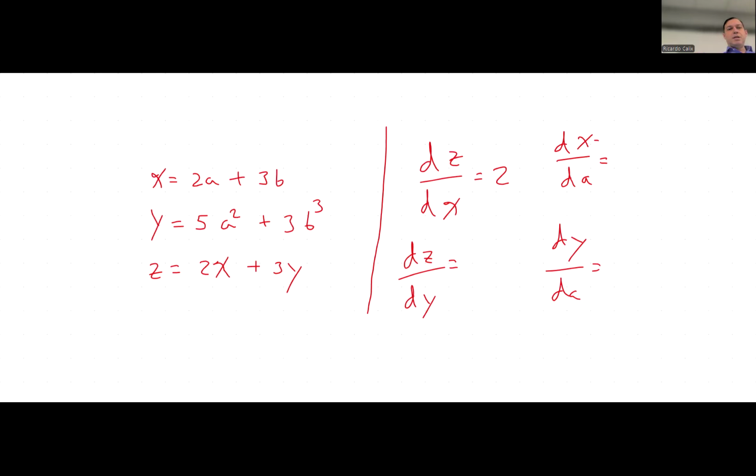All right. Then I'm going to do d of z in terms of y, and that should be 3 here. So you're just taking the derivative. The derivative of 2x is 2. The derivative of 3y is 3, and you treat the rest as a constant. So that's basically the idea. Then you do the derivative of x in terms of a, and that's going to be 2. And finally, the derivative of y in terms of a, and that should be 10a, because 2 times 5 is 10, and then this is 10a.